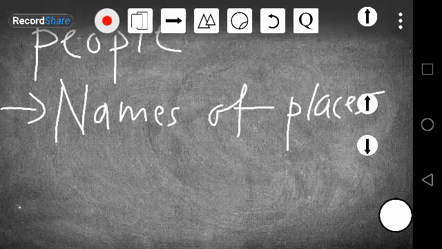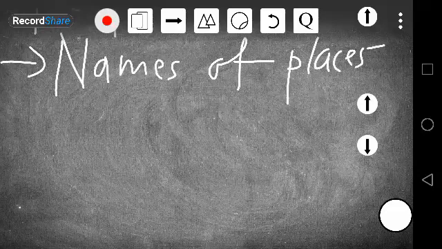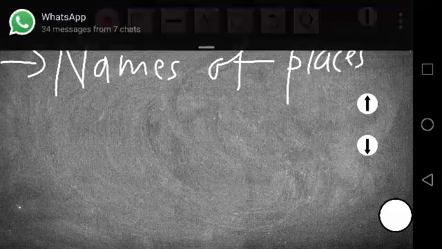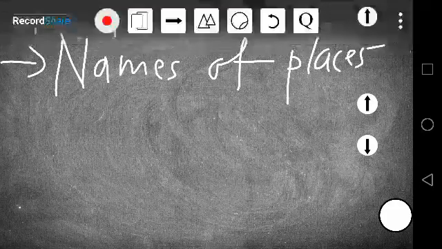So there are so many cases where capital letters are used. Some you actually find out as you'll be reading, all right?